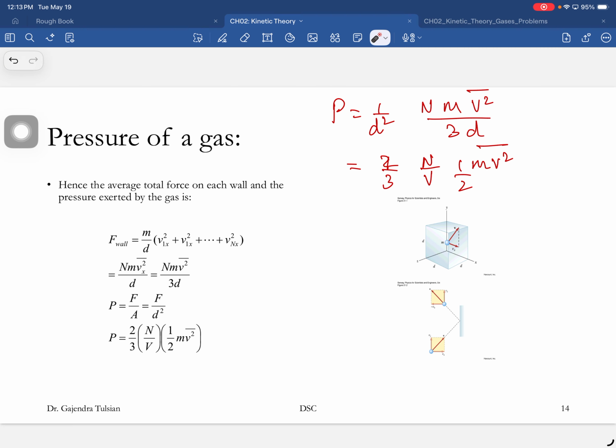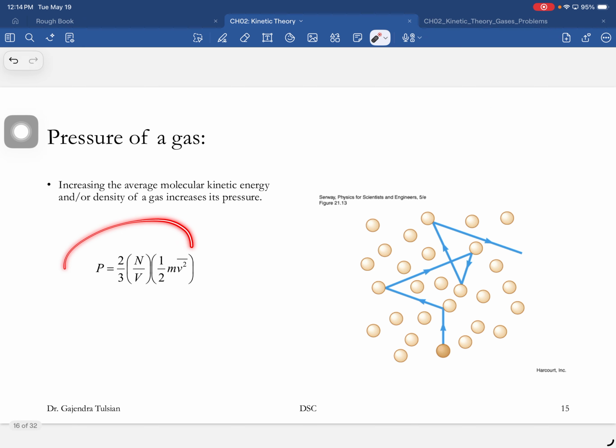How do you know this is right? You go do experiments and see the consequences of this. You can predict the consequences of this expression, and if the gas behaves like predicted, then this must be true. All right, so let's make sure that this makes sense.